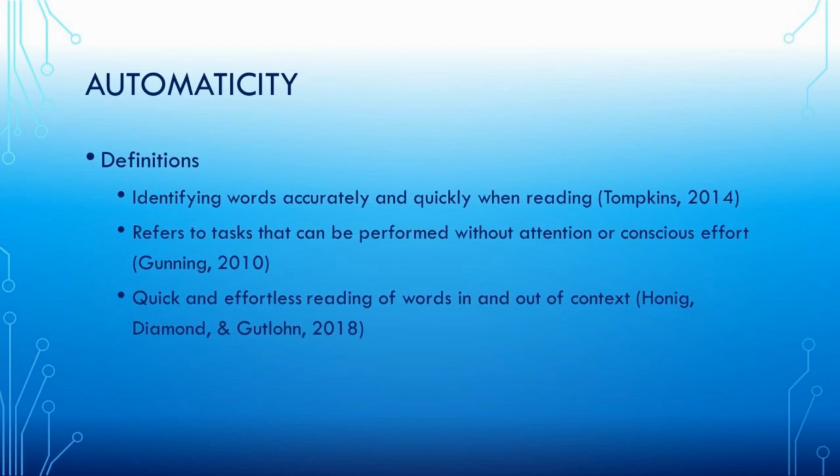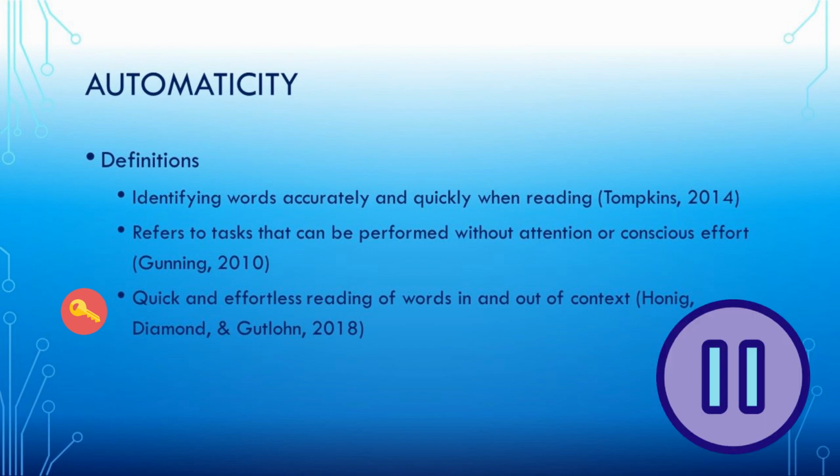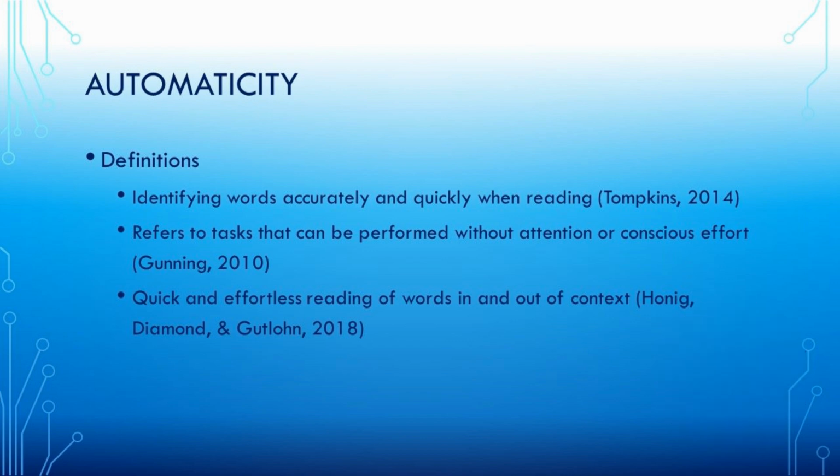Automaticity is defined by Tompkins as identifying words accurately and quickly when reading. Gunning defines automaticity as tasks that can be performed without attention or conscious effort. The Reading Sourcebook defines it as the quick and effortless reading of words in and out of context. When a student has automaticity, he or she does not need to think about how to read the word, but rather what the meaning of the word and sentences are.